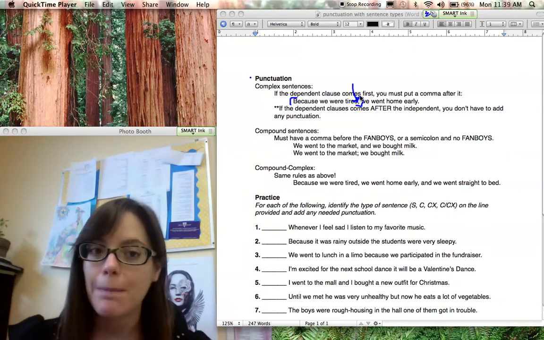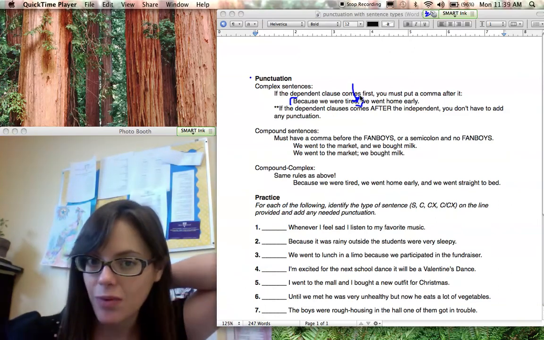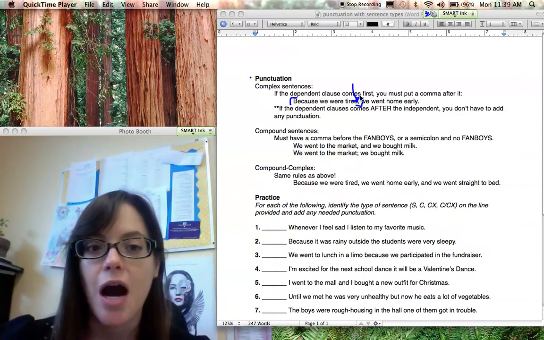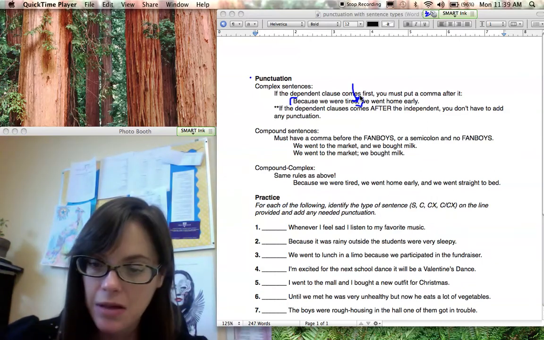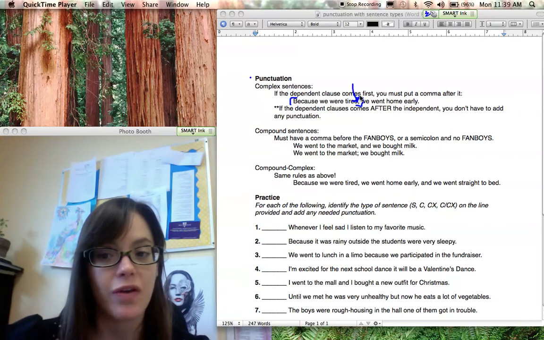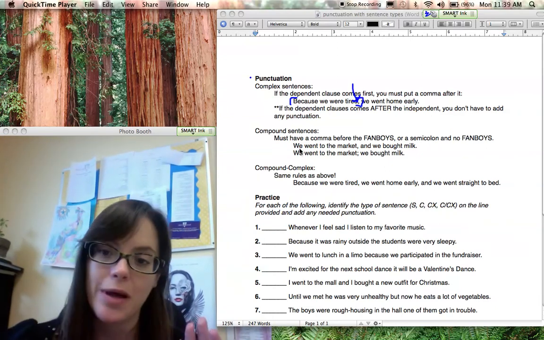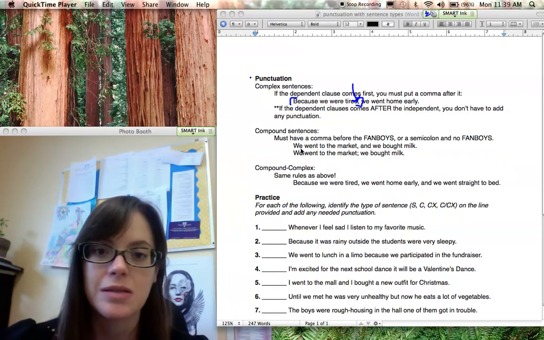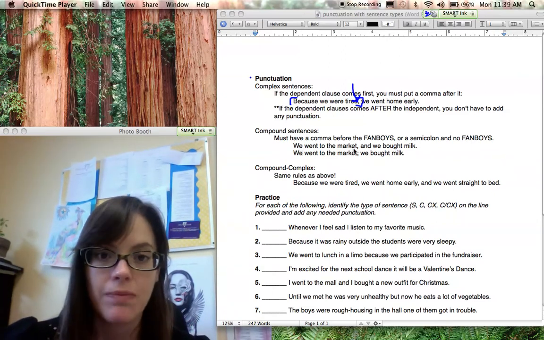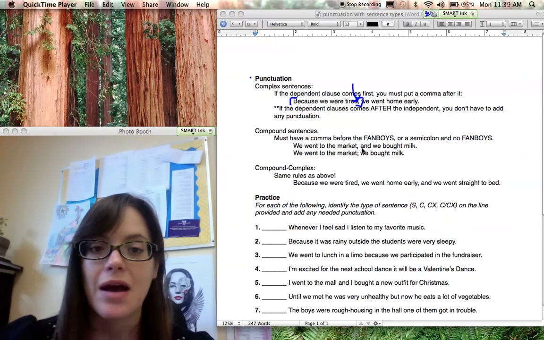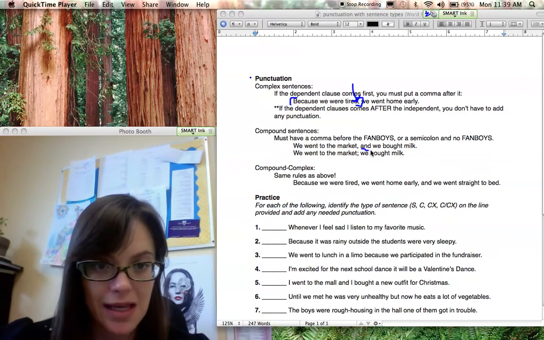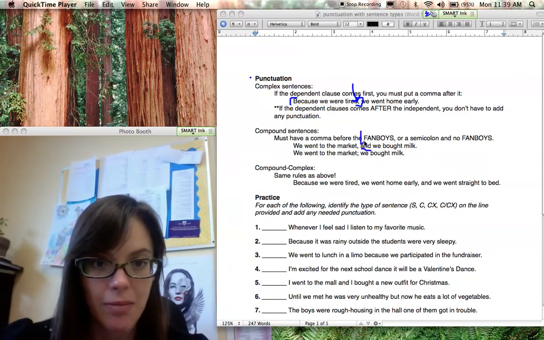Now, compound sentences, just to review these that we've talked about, you must have a comma before the fanboys, or a semicolon and no fanboys. Let's look at two compound sentences. Each of these has two independent clauses since it's a compound sentence. We have: we went to the market and we bought milk. Since I have a fanboys here, this "and," I'm going to put a comma before it.